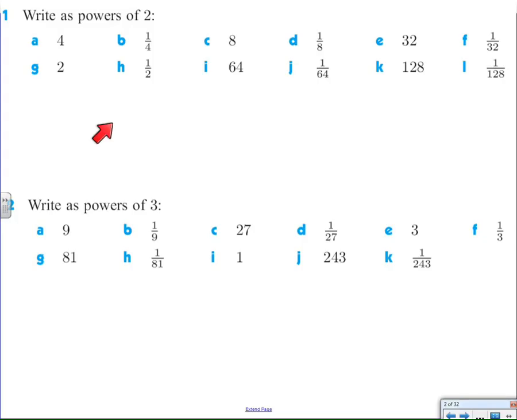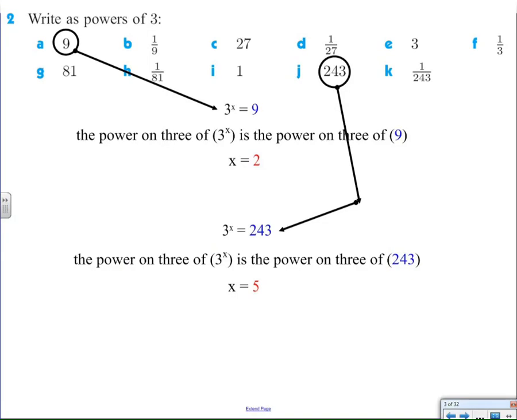Prior to understanding the word logarithm, we studied exponents, and one of our tasks was to look at numbers and express them as powers of something. So these are all powers of 2. We could write the number 4, for example, as 2 squared. We could write the number 8 as 2 cubed. 1/8 would be 2 to the negative 3. So that was one of the kind of exercises that we did.